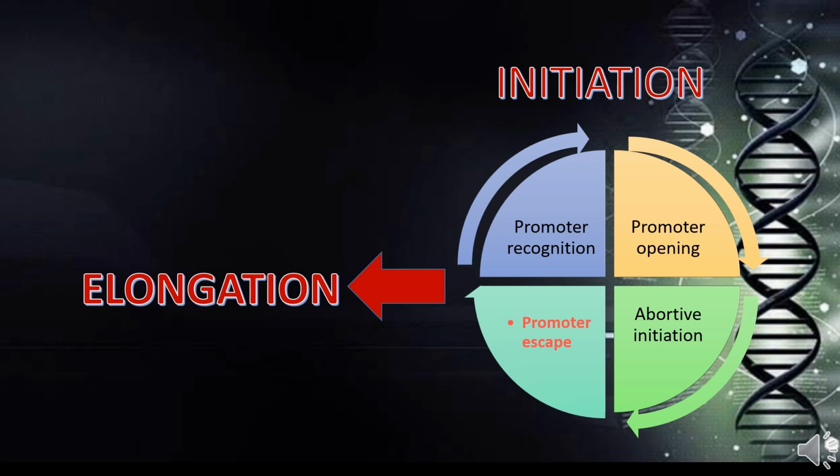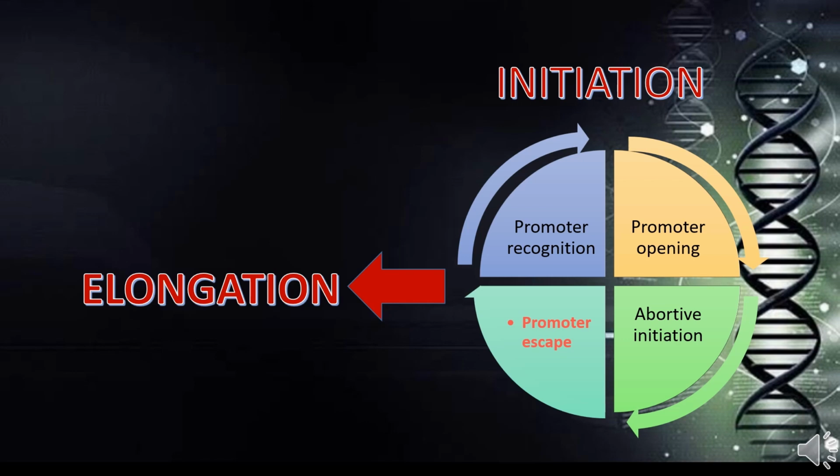Initiation consists of 4 steps: promoter recognition, promoter opening, abortive initiation, and promoter escape. After promoter escape, it leads to the next stage, elongation. First step, promoter recognition, in which the sigma factor recognizes the promoter element. Then promoter opening, in which the -10 element melts and the transcription bubble forms in this stage.